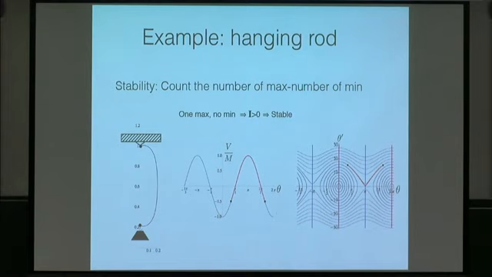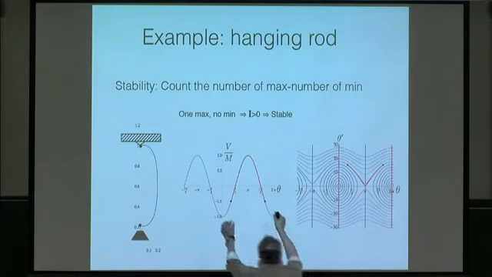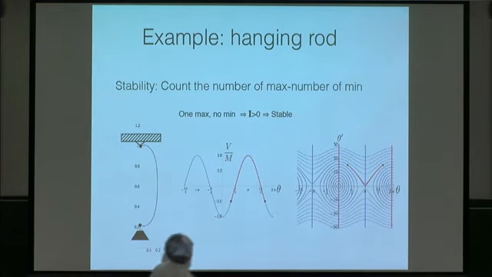So remember, for the stability, I count the number of max minus the number of min. Here, for instance, I have 1 max and no min. Stable. Or if I look in phase space, I cross the blue line once, which counts for 1, so it's stable. You can also look at the potential. Imagine you put weight on both sides. If it doesn't move, it's stable. It's another way to think about it. So this solution is stable.